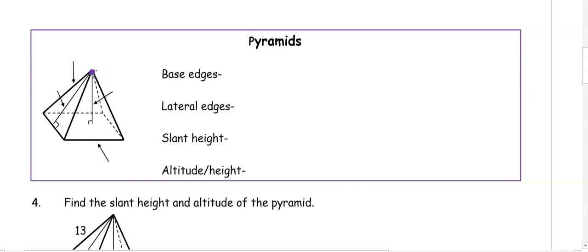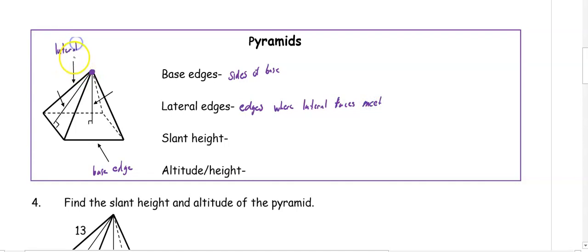So our base edges are the sides of the base. So down here, this would be a base edge. The lateral edges then are the edges where the lateral faces meet. So this part right here, this would be a lateral edge.